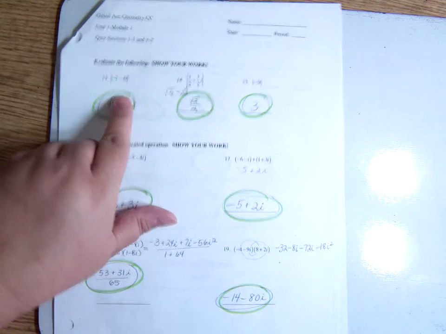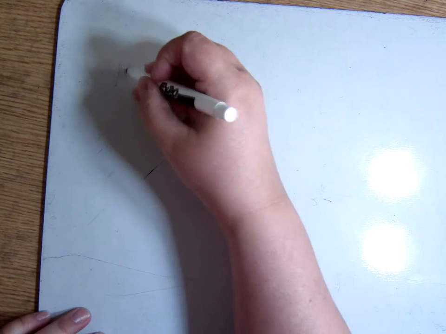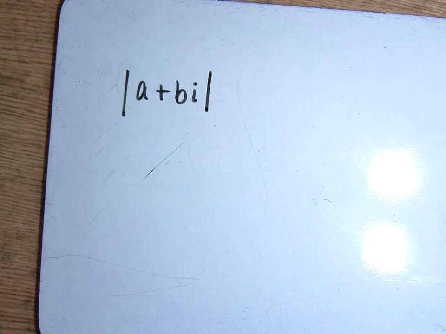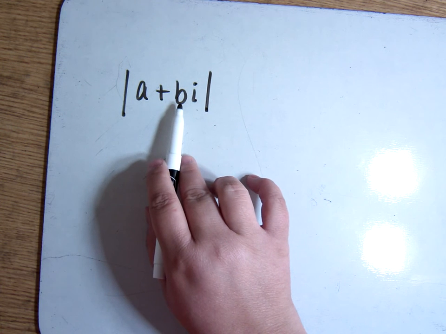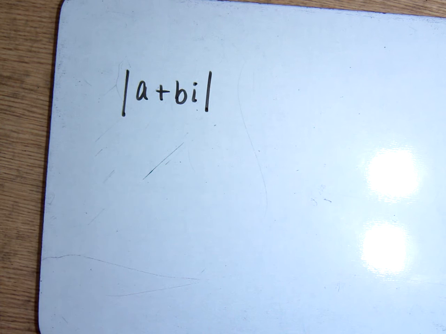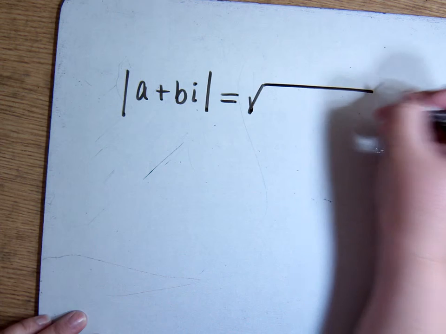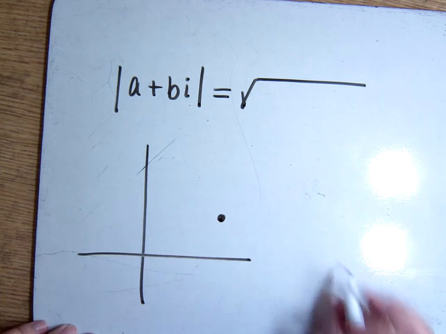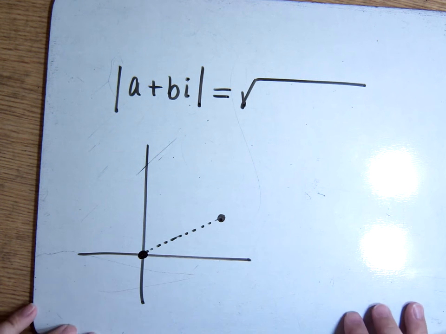But I did want to point out on 13, 14, and 15, before I get into actually working these problems, that the basic rule is the absolute value of a complex number. It doesn't have to be a plus in the middle. Remember, B could be whatever, positive or negative. The absolute value of a complex number is defined as the distance that number is away from the origin when you graph it.